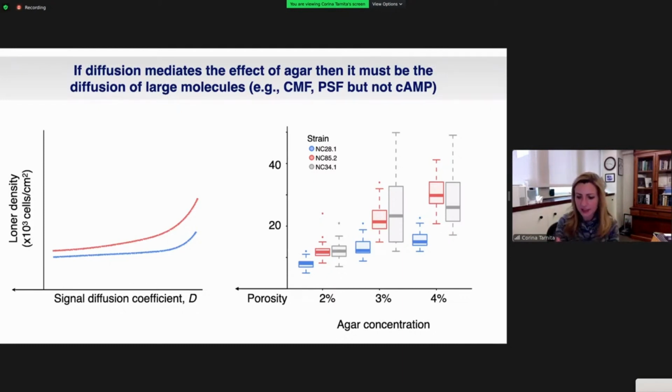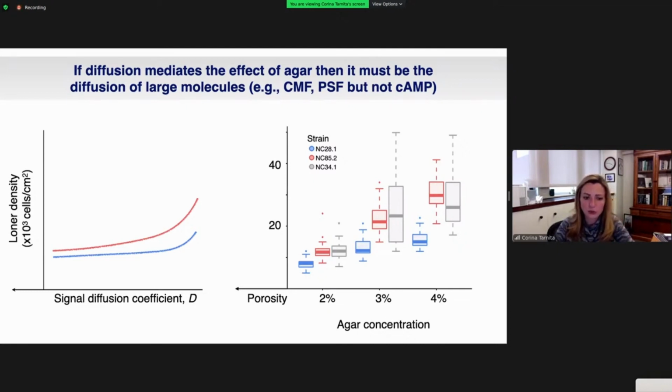Again, the agar concentration here changes from 2% to 3% to 4%, and these loners seem to be sensitive to that. If we believe the theoretical results, and diffusion coefficient is indeed what's behind this discrepancy, then that really tells us that it's not cyclic AMP. Cyclic AMP is too small to be sensitive to such small differences in agar concentration, so it has to be one of these larger molecules like conditioned medium factor or pre-starvation factor. So it gives us a candidate for how to continue to look at what determines this loner behavior.